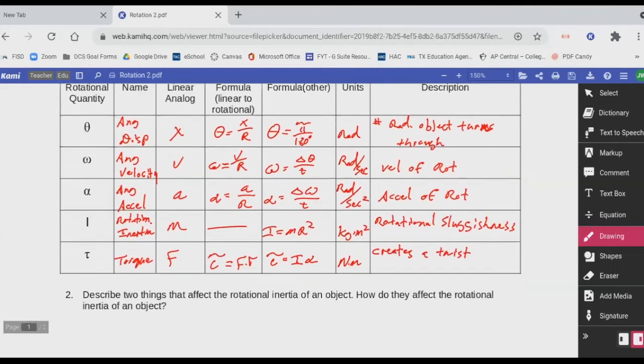Describe 2 things that affect the rotational inertia of an object. How do they affect the rotational inertia of the object? So what are the 2 things that affect the rotational inertia of an object? Mass and distance. And if I increase the mass, what happens to rotational inertia? It increases. What about the distance? If I increase the distance, what happens to rotational inertia? It increases, absolutely. So we have mass. The more mass, more inertia. We have distance from the pivot. More distance, more inertia. All right, so it's very straightforward, and it comes directly from the formula. So no big mysteries there.